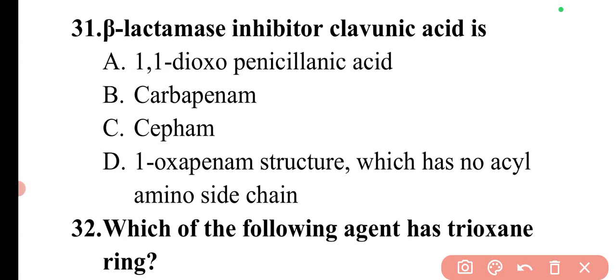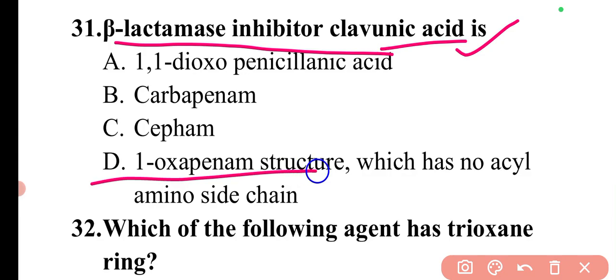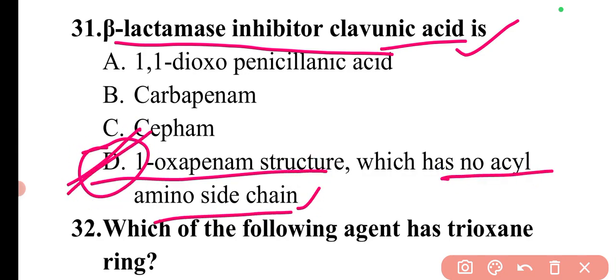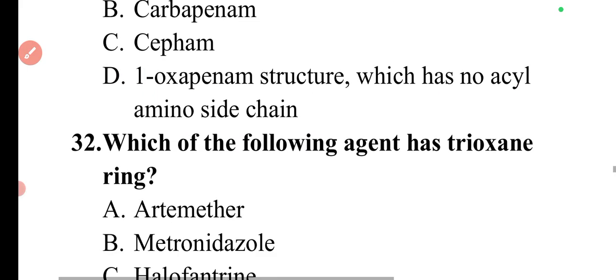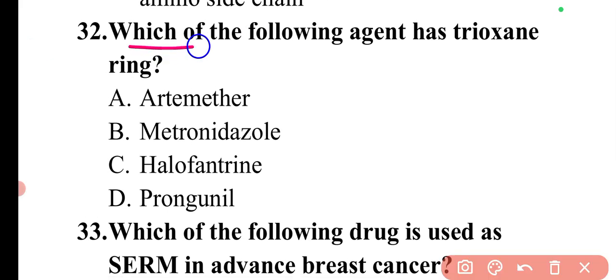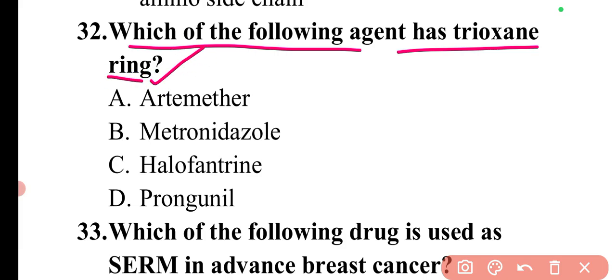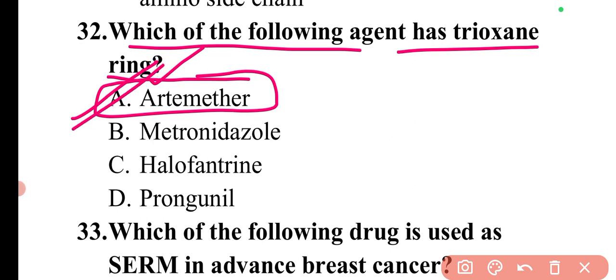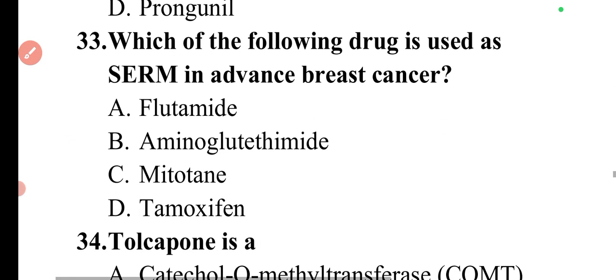Next question is, the beta-lactamase inhibitor clavulanic acid is. So clavulanic acid is a beta-lactamase inhibitor, and it has an oxapenam structure, but there is no acylamino side chain. So here option D will be the correct answer. Next question is, which of the following agents has a trioxane ring? So the trioxane ring is present in the artemether drug, which is an antimalarial compound. So here option A is correct.